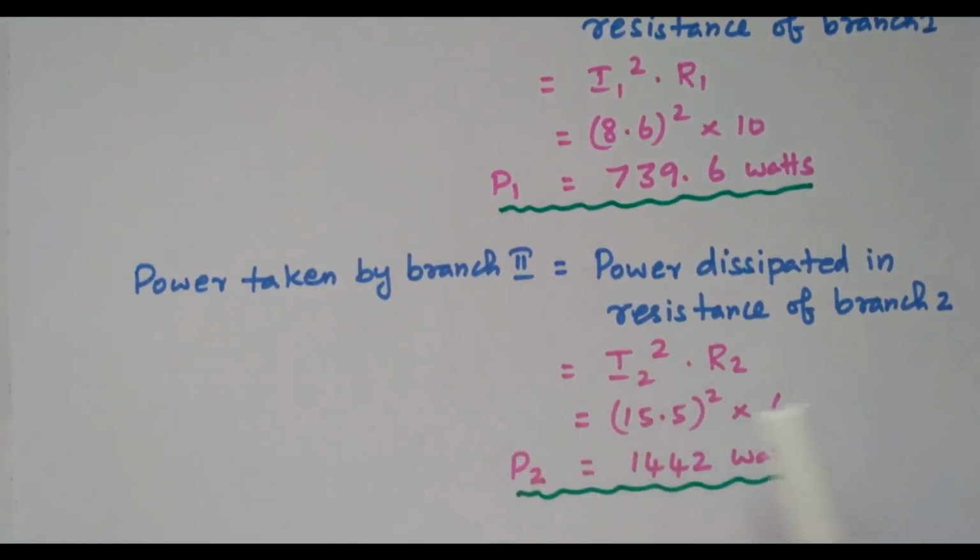Now we will go to the power dissipated in the second branch, that is the power dissipated in the resistance of branch 2. I2 squared times R2. The I2 we calculated has a magnitude of 15.5, so 15.5 squared times 6. By simplifying we got 1442 watts. The power dissipated in the second branch is 1442 watts. So we calculated I1 and I2, and by using that we calculated the power dissipated in branch 1 and branch 2. In this video we discussed a solved problem based on the parallel AC circuit. Thank you.